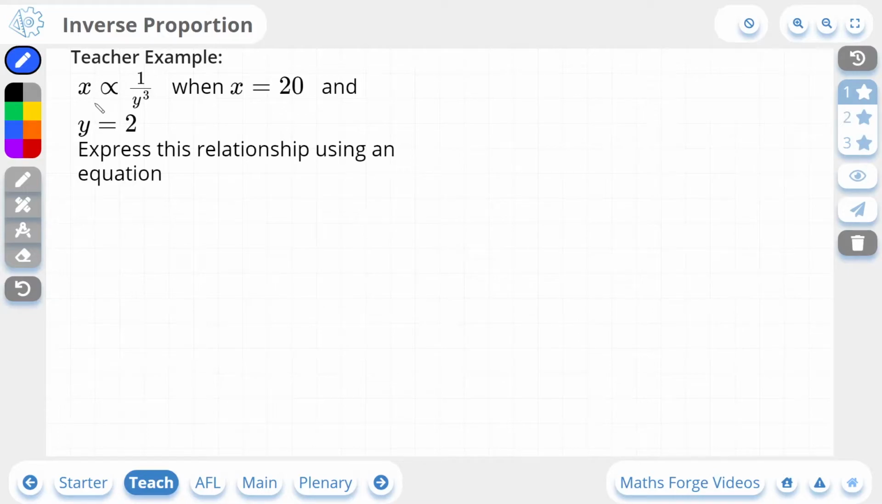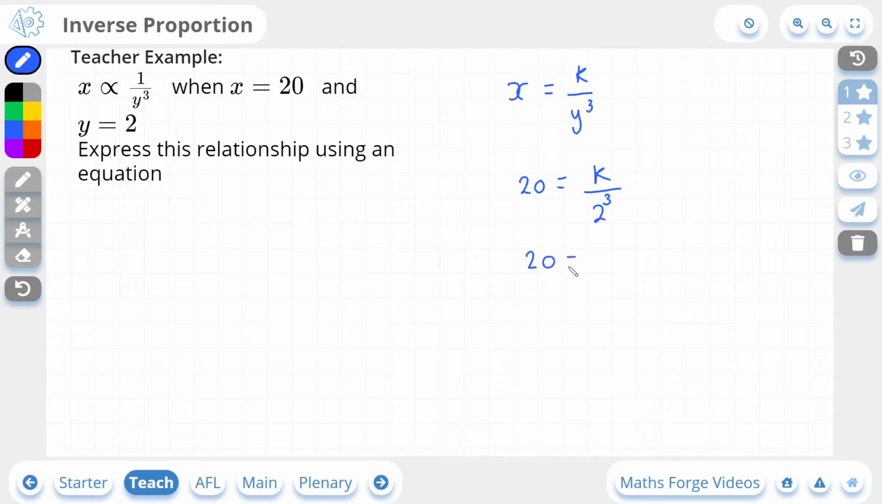Again, we can see that x is inversely proportional to y cubed. So when x is equal to 20 and y is equal to 2, we must express this relationship using an equation. We first begin by writing x is equal to k, the constant of proportionality, over y cubed, and then substitute the values in for x and y. So x is 20 when y is equal to 2. So it's going to be k over 2 cubed.